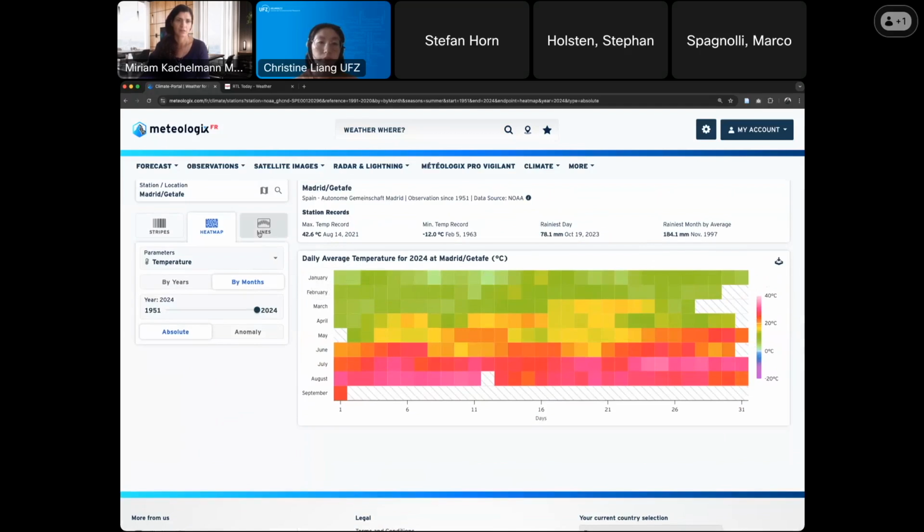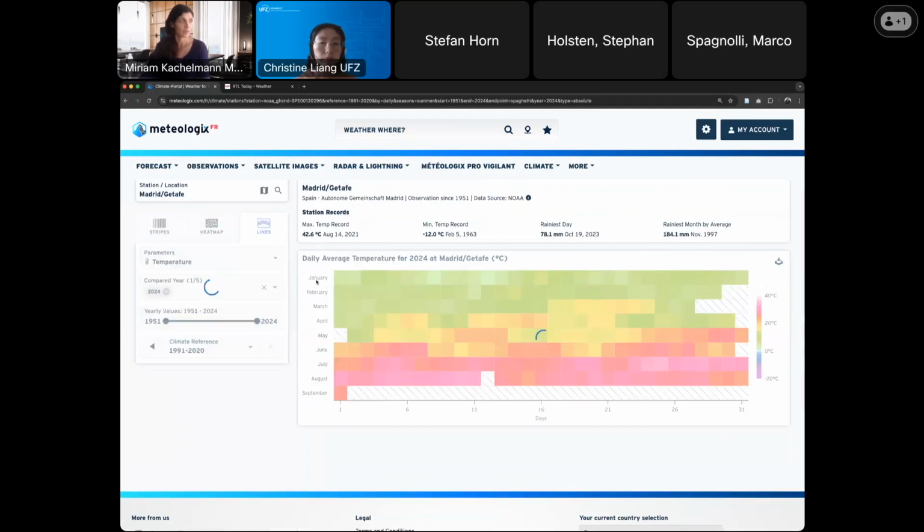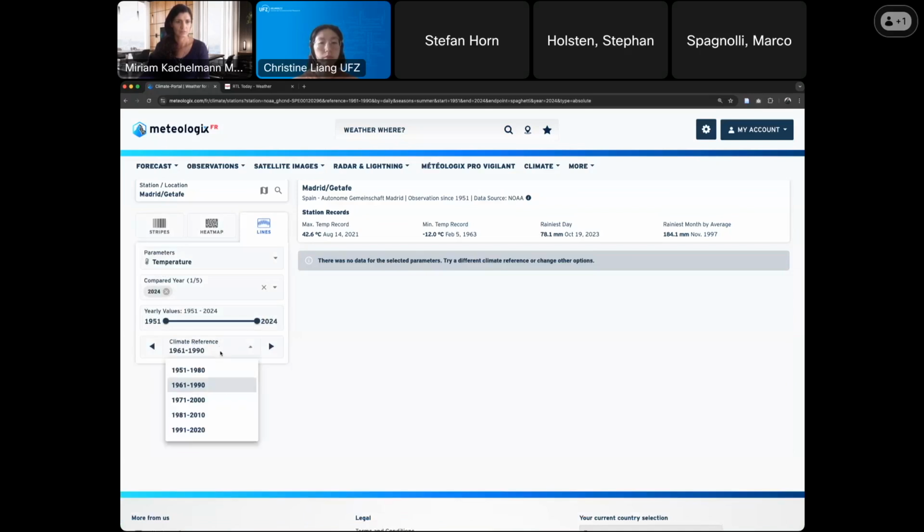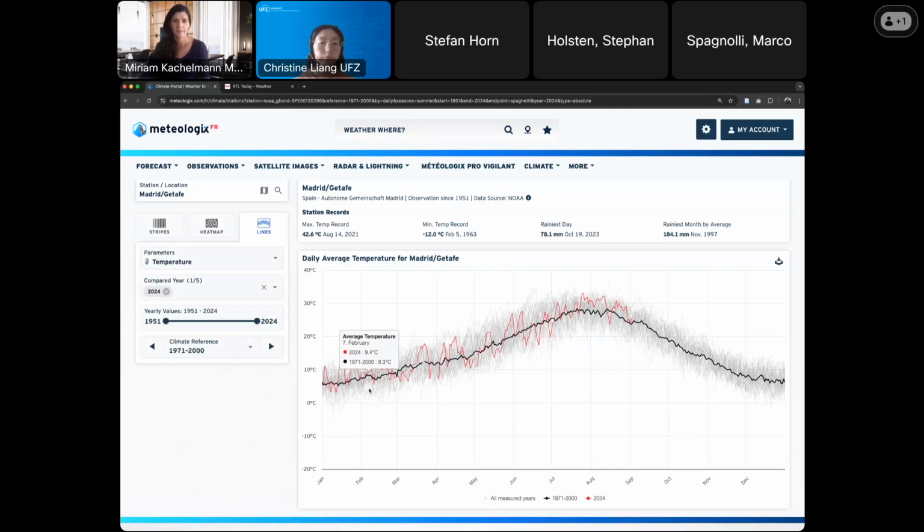And one of the most interesting things, at least for me, is this visualization. So the red line shows you the actual year, that's 2024, and then the black line shows you the climate reference again. So what is expected in that kind of period? Let's change that to 1960. Oh, obviously that's not available. Oh yeah, it makes sense because the data is not that long. And then you can see how the actual year is doing compared to the average.